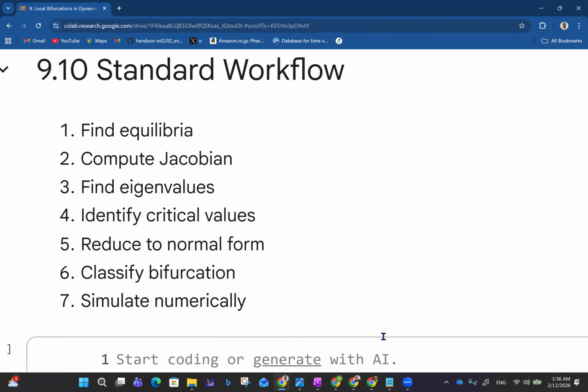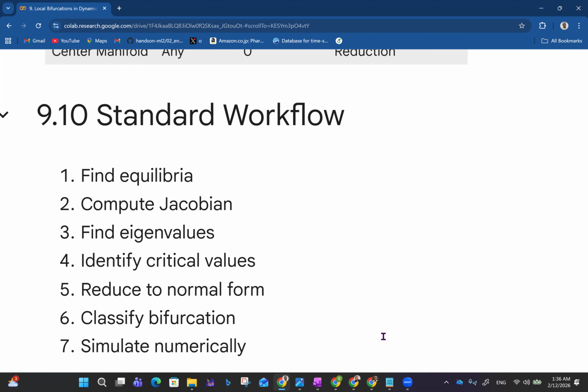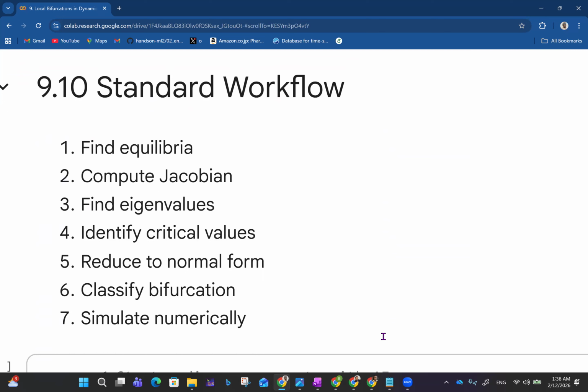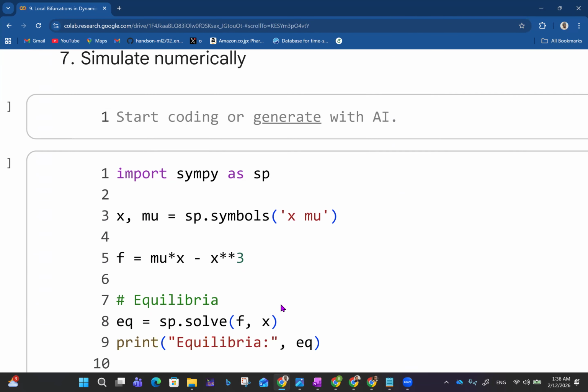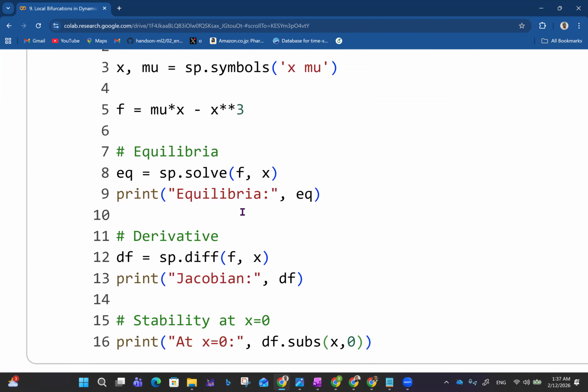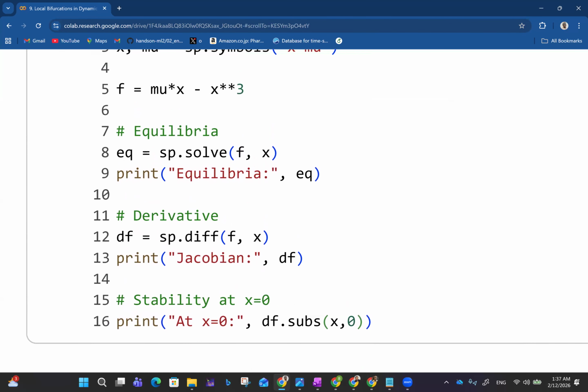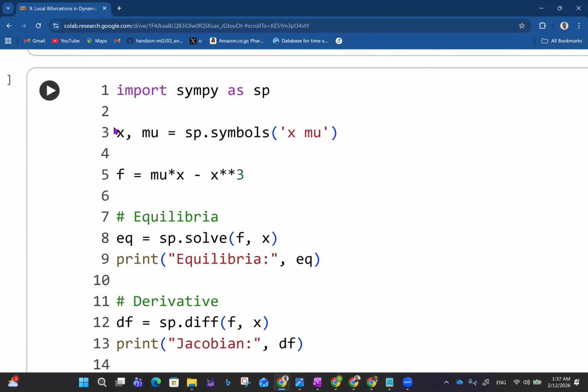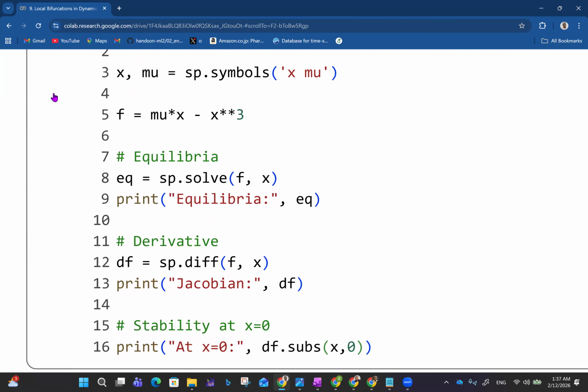So the standard workflow for this whole thing can now be something like this. You find the equilibria, you compute the Jacobian, you find eigenvalues for each equilibrium point evaluated in the Jacobian. Then you identify critical values, reduce to normal form, classify the bifurcation, and simulate numerically. So in this case, now imagine we have mu x minus x cubed, and then we do the Jacobian and do all of these things. So this is how this goes.